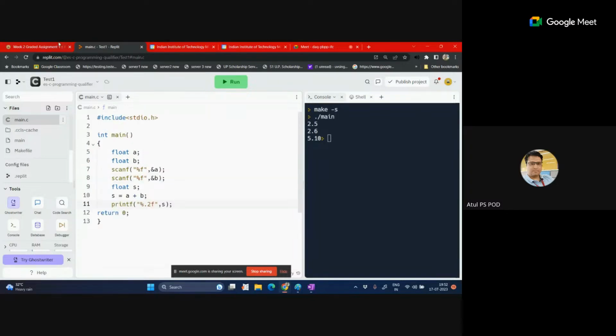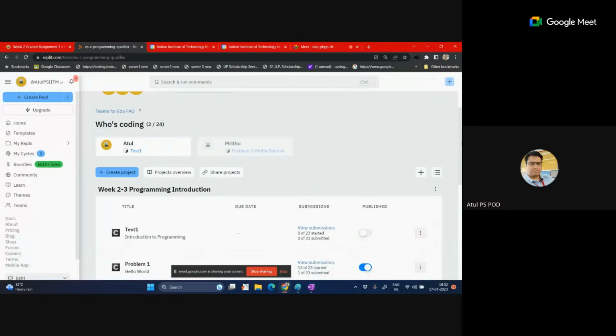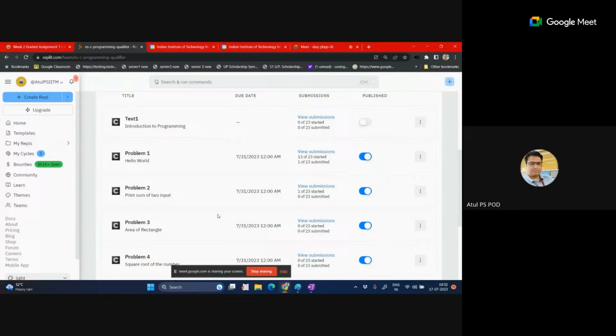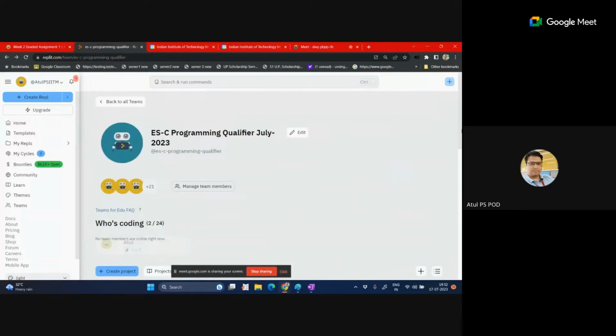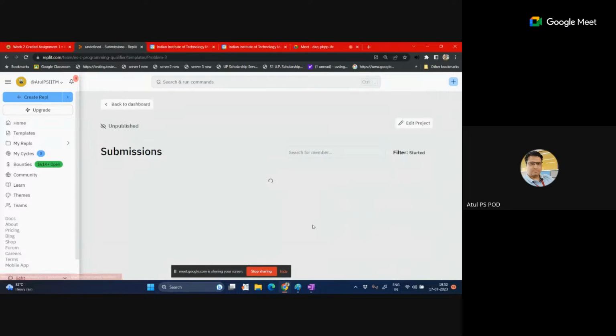And in my team, actually, I have given some examples. Let me just explain how you can write the code and how you can validate your code. Here you can also validate your code. Print the sum of 2 inputs. Are you writing the correct code or not? So simply let me open one problem. Okay, area of rectangle. It is not started yet by anyone.